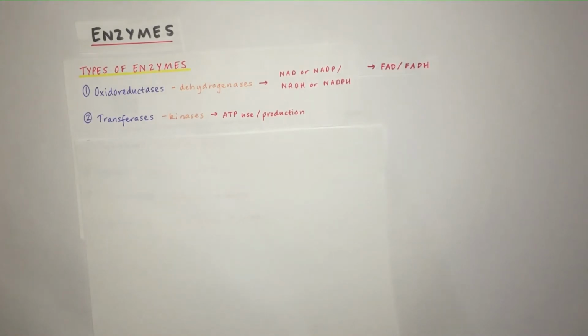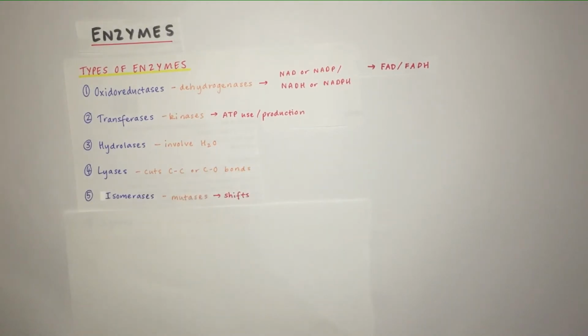Then we have number 2, which is a transferase. An example of this that you'll commonly see is kinases, and they involve ATP use/production. So when you see kinase, I want your brain to go, there's an ATP involved. When you see the term hydrolases, when describing enzymes, they involve water in some way. Lyases cut carbon-carbon or carbon-oxygen bonds.